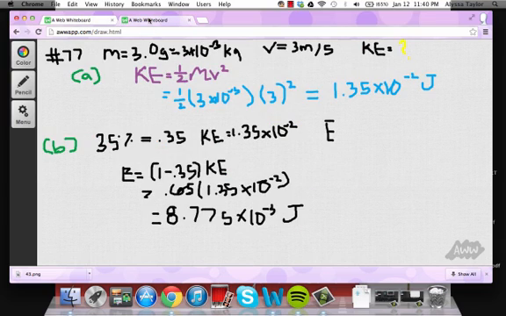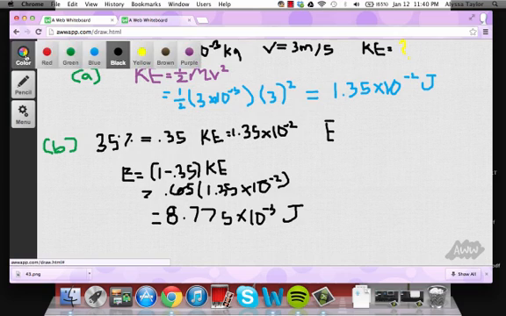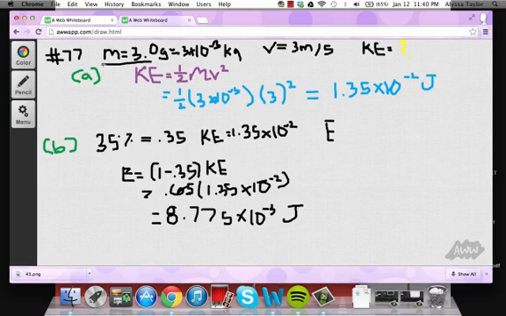And over here, we have problem 77, which has two parts. So the first part, we are given a mass of, let me change my color, a mass of 3.0 grams, which you can change to 3 times 10 to the 3rd kilograms, and also a velocity, which is 3 meters per second. And we are asked to find kinetic energy here.